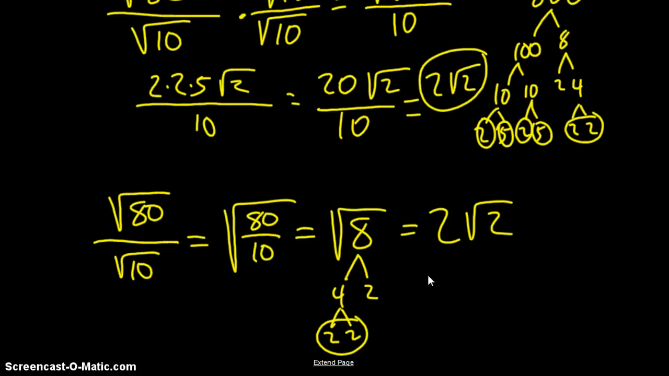So you can recognize this idea. If you have both a radical on the top and bottom and there's no adding and subtracting involved, you can simply treat it as one fraction of 80 over 10, simplify that fraction, then do your rationalizing if necessary.